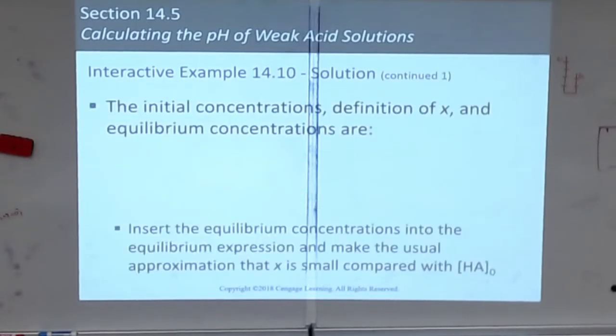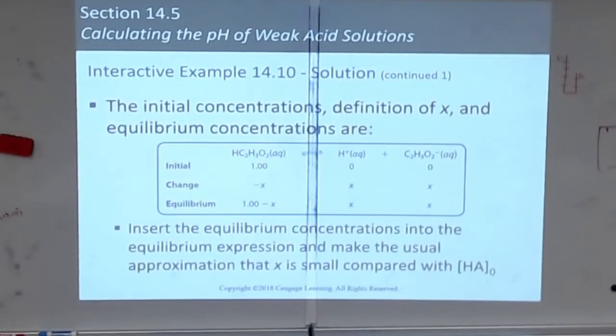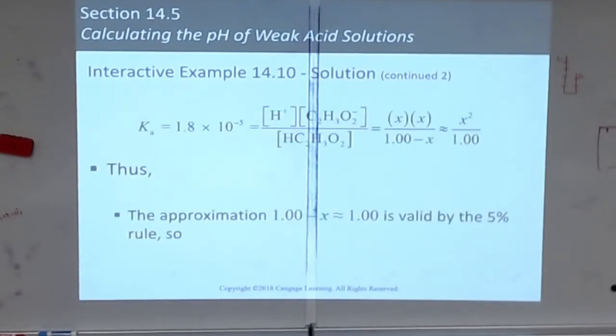All right, here we go. ICE table if you need one. I don't do one for these more simple ones. I will do one for the ones that are a little more complicated, but there's your equation. Everybody get to this point? X is 4.2 times 10 to the minus third.